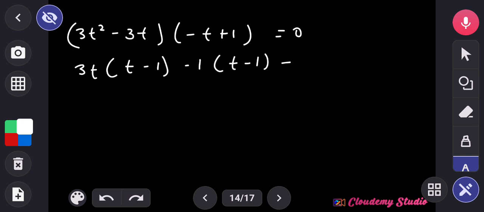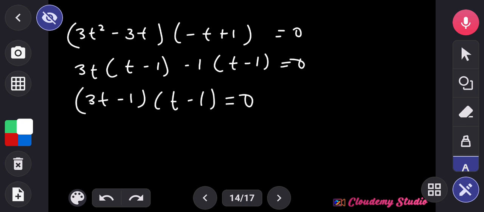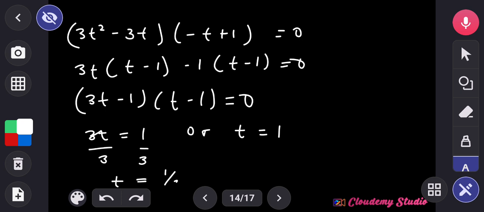Everything equals 0, which means 3t minus 1 or t minus 1 equals 0. It means my 3t can equal 1, or my t can equal 1. Divide both sides by 3. It means my t can either be 1 over 3 or my t equals 1, which means these are the times within which the body moves from point A to point B.